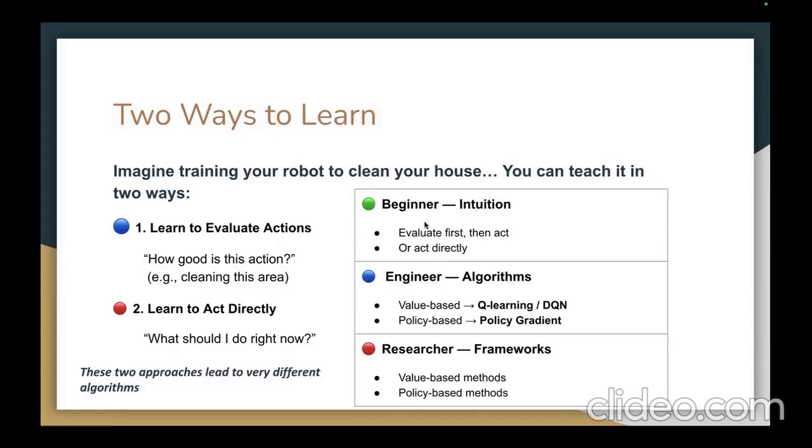For beginners, it's very simple. You either evaluate first, then act, or you act directly. For engineers, these are typically two algorithms. The first, value-based, we typically have Q-learning or deep Q-learning, which we'll cover in the next few slides. The second category usually leads to what we call policy gradient. And finally, for researchers, we define them as two frameworks, and we call them value-based methods and policy-based methods. And each category has a lot of methods.